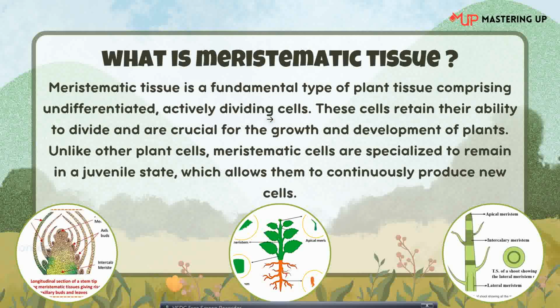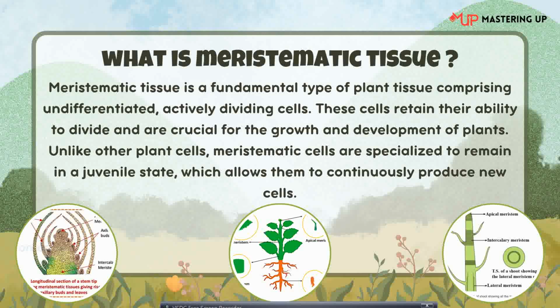These cells retain the ability to divide and are crucial for the growth and development of plants. Unlike other cells, meristematic cells are specialized to remain in a juvenile state, which allows them to continuously produce new cells. These meristematic cells are there for growth, as I told you, and for growth they need to continuously produce new cells. So they tend to remain in a juvenile state and continuously produce new cells for growth.